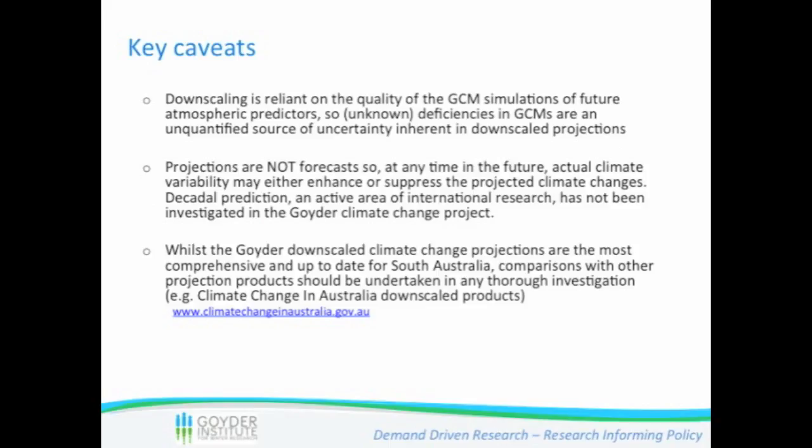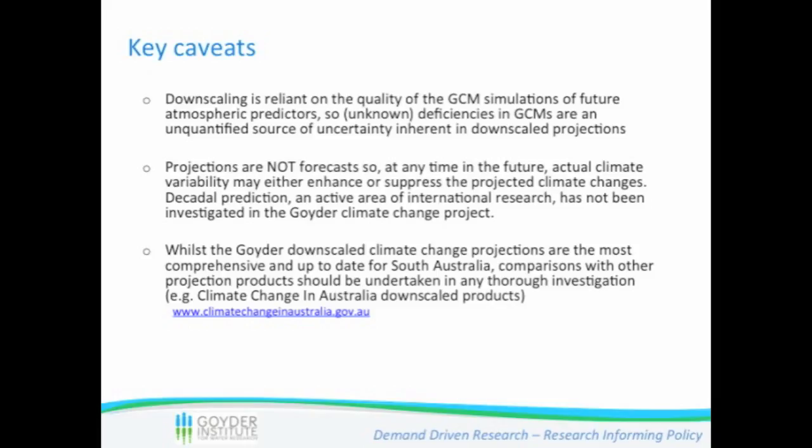Some of the caveats that are mentioned in the report are also worth emphasising. The downscaling is totally reliant on the atmospheric predictors that we take from the GCMs to drive the downscaling models. And the quality of the GCM simulations in the future may contain unknown unknowns, to use a popular phrase. So there could be deficiencies in the GCMs that are unquantified, and so we're always going to be uncertain when we try and assess the ability of the downscaled projections to simulate the range that is relevant for the true future. As I mentioned at the beginning, I want to reiterate, the projections are not forecasts.